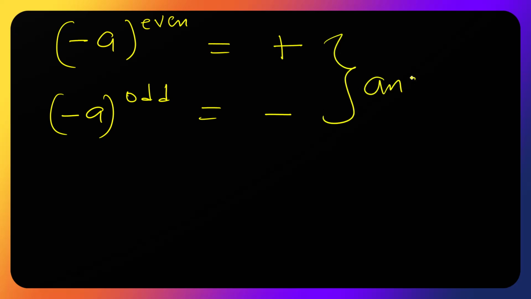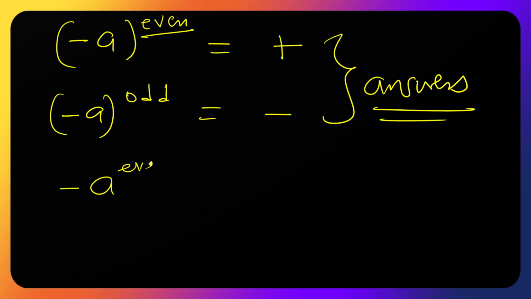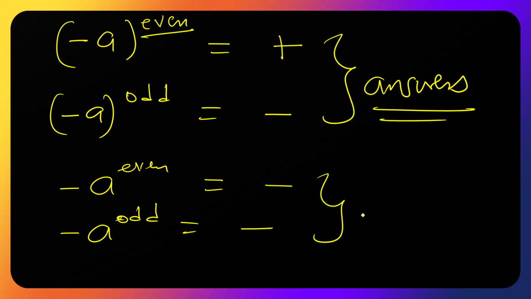So we have this information, very powerful. Let's understand that. If it is even, you get that. But if this side is minus a and this side is even, you still get minus. If this side is minus a, odd, you still get minus. So if there is no bracket, be very careful, still negative answers.